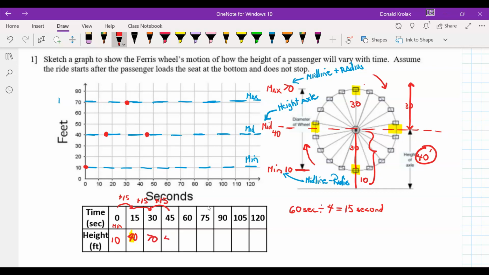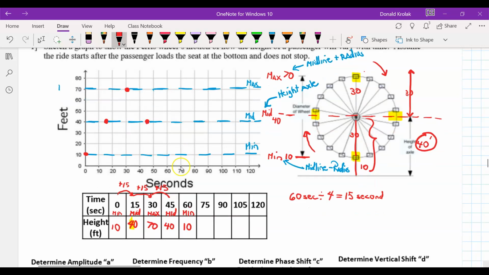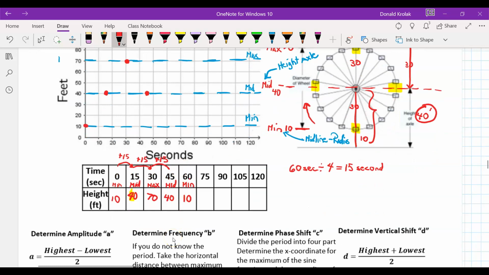So we went min, then we went mid, max, mid, and min. And then it just repeats again. That cycle is just going to repeat. So I'm at 10, then I'm going to go to 40, 70, 40, 10.